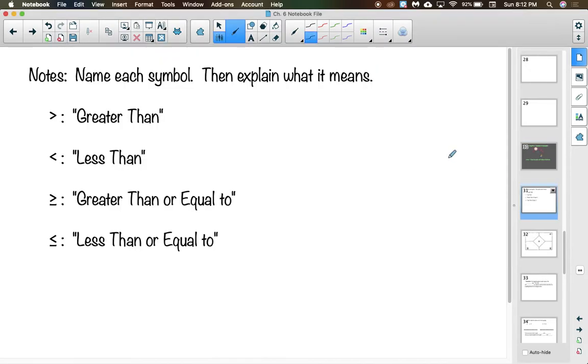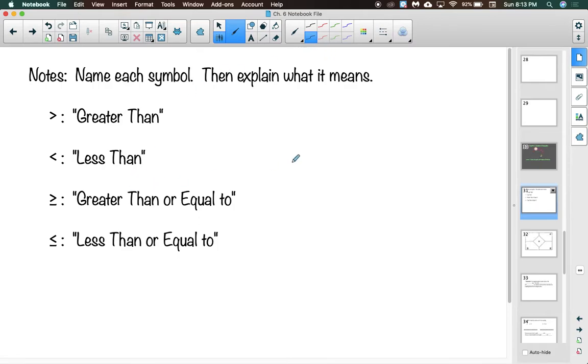So the first thing that you have in your notes is this section where it asks you to name each symbol. So the first two should be pretty familiar to you. The first one is the greater than sign, and the second one is the less than sign.